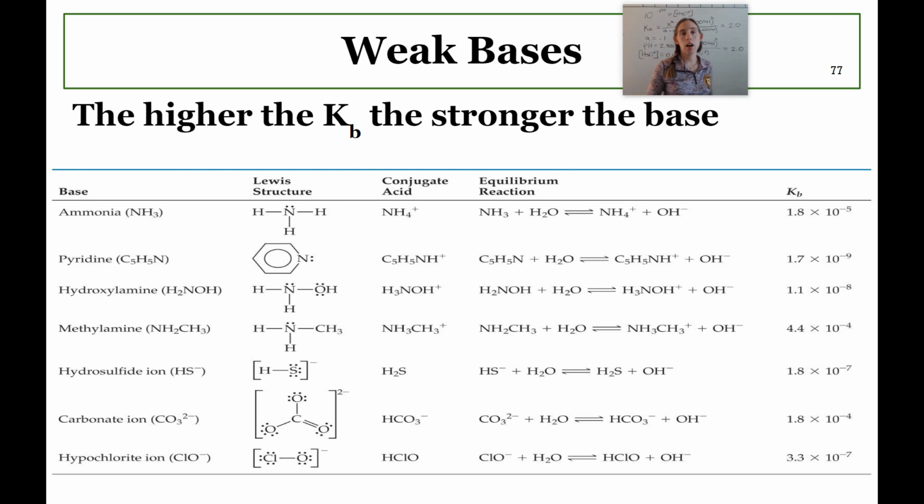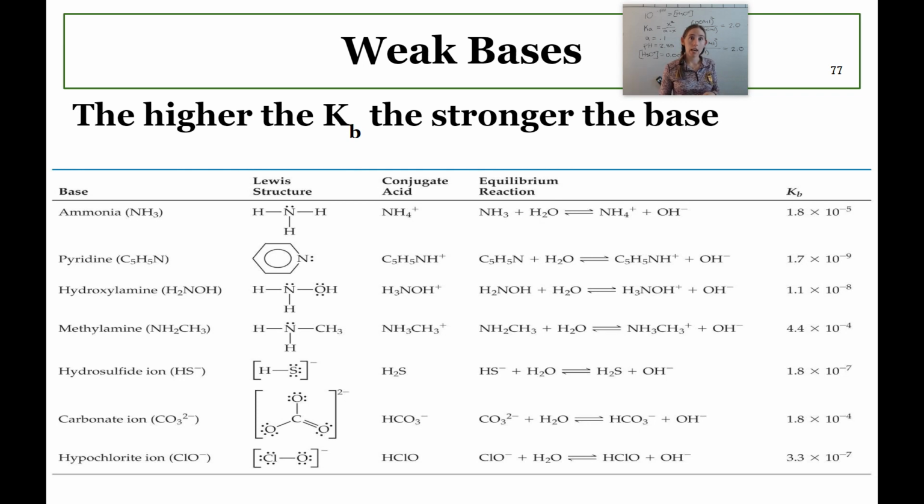Here is your list of weak bases. You've got your base formula and name. You've got your Lewis structure for it. You've got it with its conjugate acid, which means what the chemical formula looks like after it's already accepted the hydrogen. Then you have your equilibrium reaction, and you've got a bunch of values for Kb. Again, this one starts at 1.8 times 10 to the negative 5, and then decreases in value to 3.3 times 10 to the negative 7. The higher your Kb value, the stronger the base.